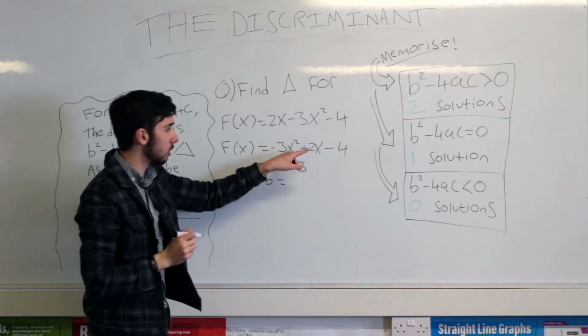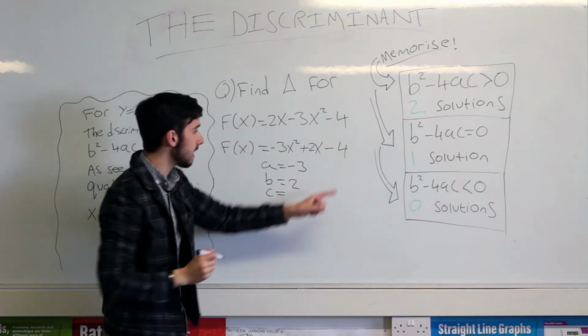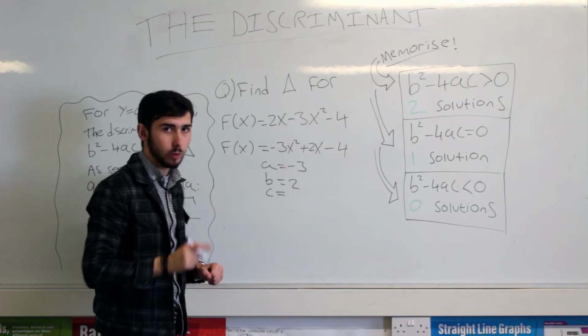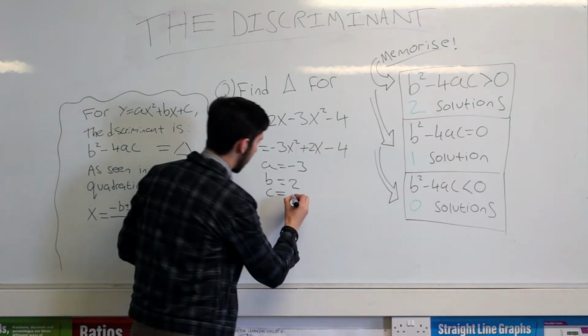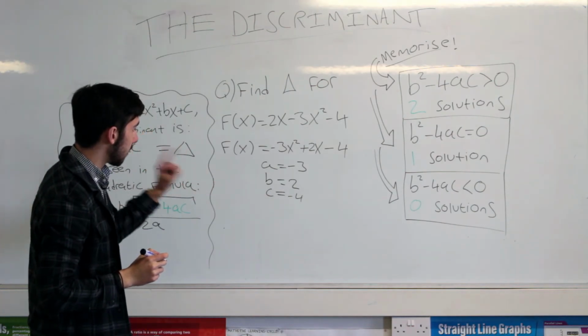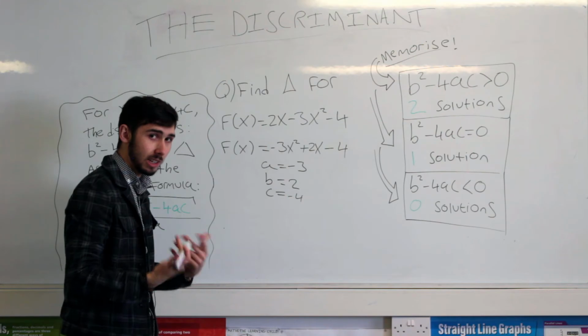b is 2. And c is 4. Joking, minus 4. Pay attention. I'm just joking, guys. I know that you are. Okay, a is minus 3, b is 2, and c is minus 4. b squared minus 4ac, let's do it.